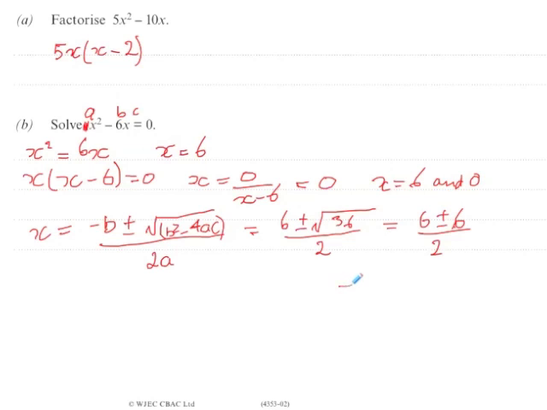So that equals either 0 over 2 or 12 over 2. So that equals 0 or 6. So we've got the same result.